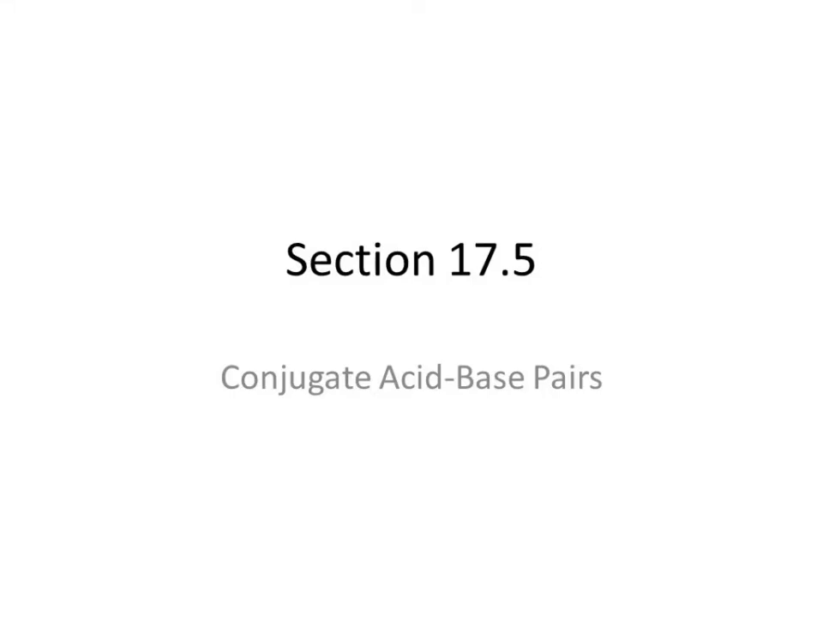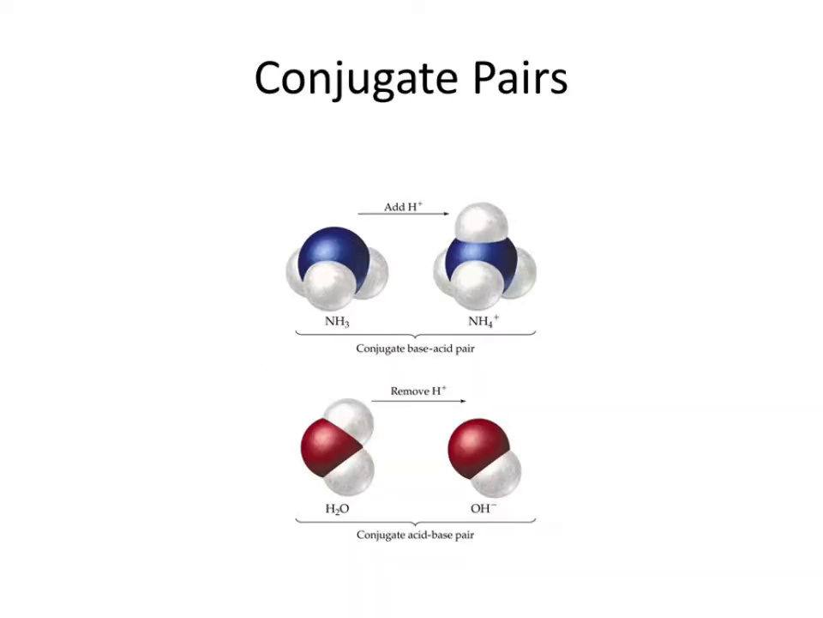All right, so building on our Bronsted-Lowry definition of acids and bases, where we have a proton donor and a proton acceptor, we have what are called conjugate acid-base pairs. So here I have ammonia, and then I have ammonium. Ammonia gained a hydrogen ion to become ammonium. So ammonia is a base here. The ammonium ion is the conjugate acid because I have one extra hydrogen.